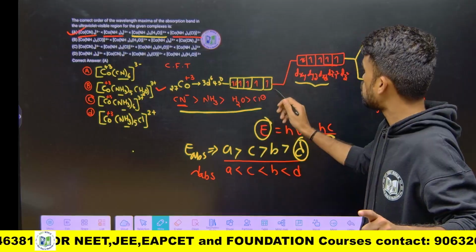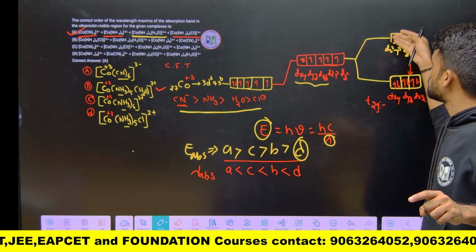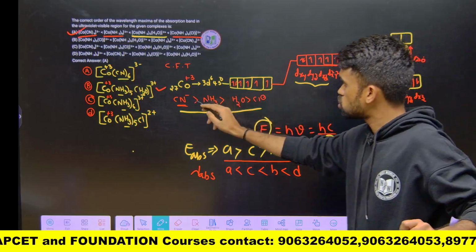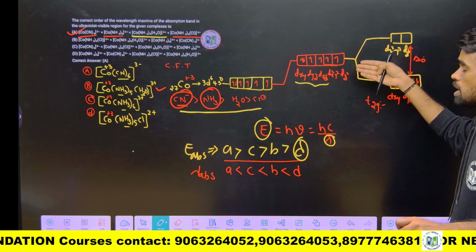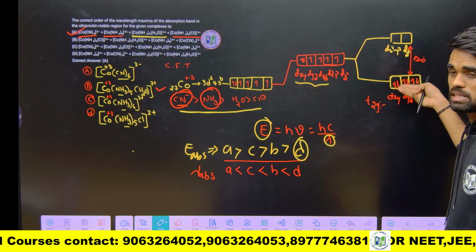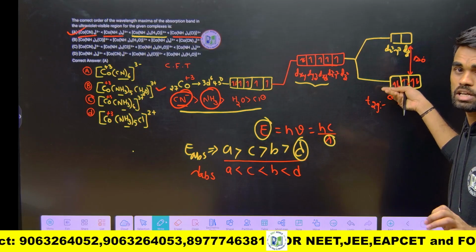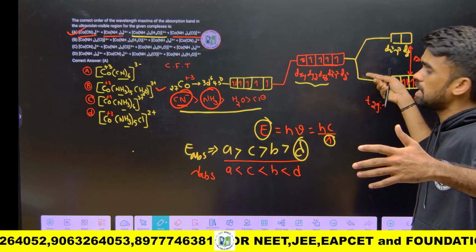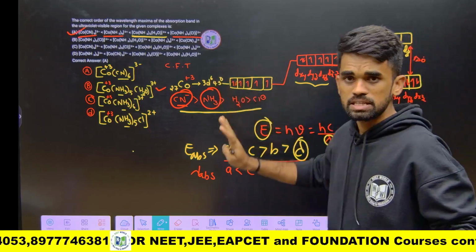Now if you have only weak field ligand, what happens? Electrons should be filled in the lower energy as well as higher energy. But whenever we have strong field ligand like cyanide ion or ammonia, electrons first completely pair in the lower energy state, filling of electrons takes place in the lower energy state completely, and then only if any extra electron is present, that can be filled in the higher energy state. Hope it is clear, and the question is also clear.